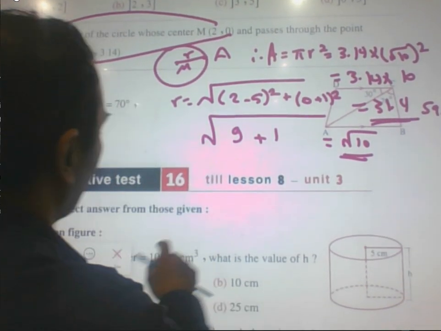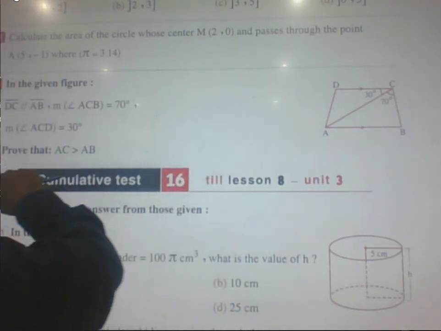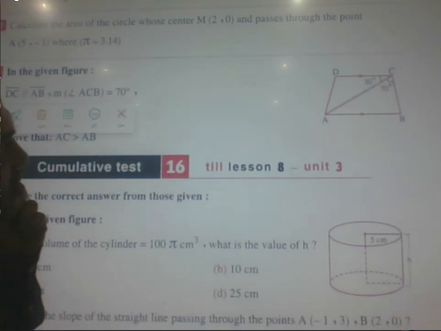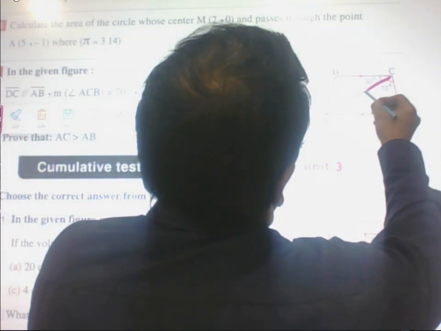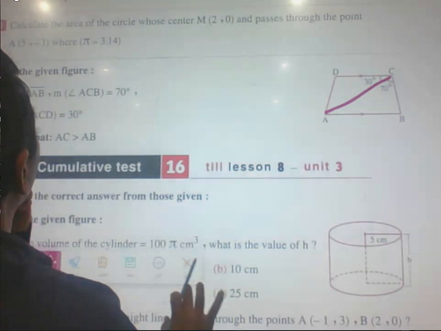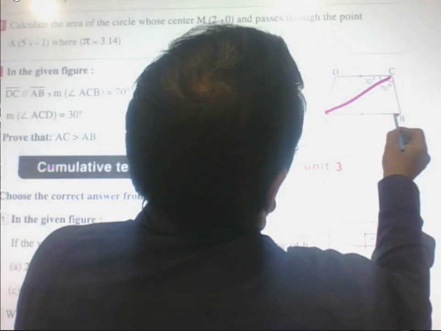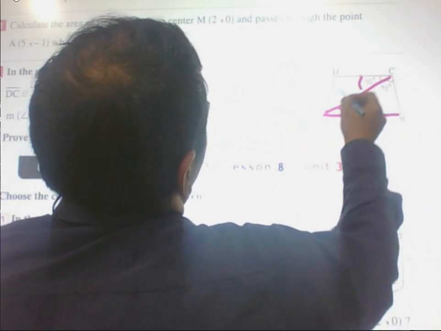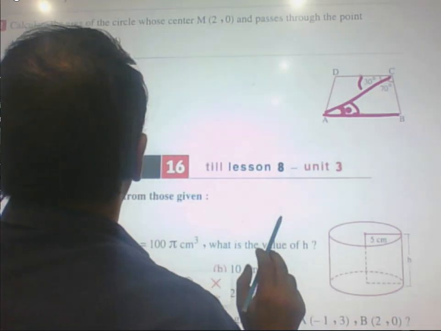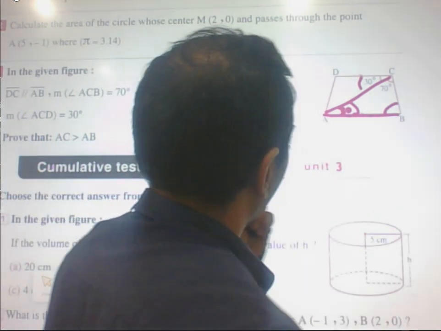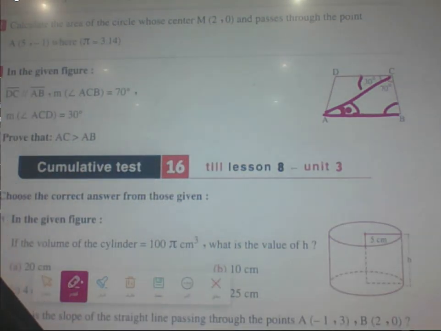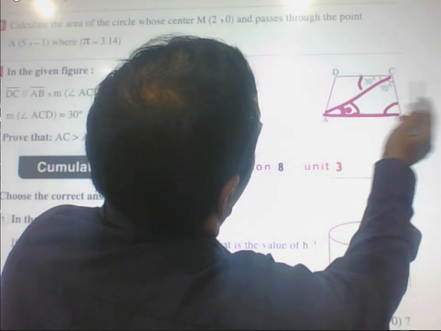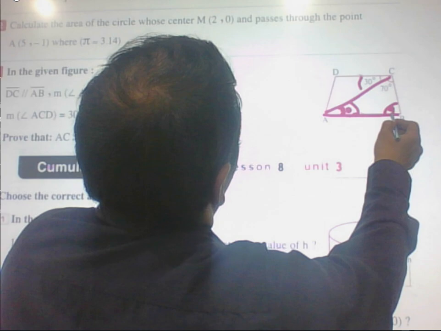Next question. We have a figure here. We want to prove that AC is greater than AB. Look at here. We can find the measure of this angle, 30. It will be 30 also. We call it alternating angle. Then we can find the measure of angle B in this triangle. Okay. We can find the measure of the angle: 70 plus 30 subtracted from 180 equals 80 degrees.